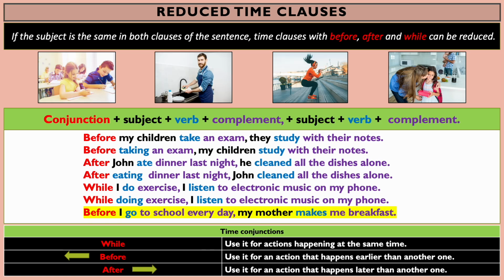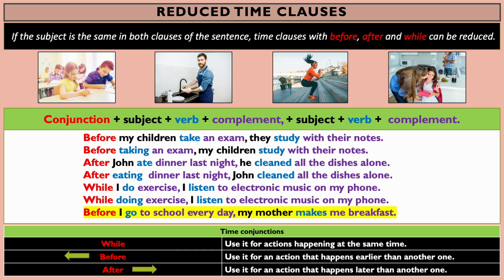The last one. As you can see, there is only one form. And this is happening because the subject is not the same in the two parts of the sentence. In the first part, we have the subject I. But in the second part, we have my mother. So those are different subjects because I is obviously I and my mother is she. So the subjects are different. That's why you cannot use the reduced form with gerund. That's why we simply have, before I go to school every day, my mother makes me breakfast. This is the only way. You cannot make the reduction because the subjects are different.